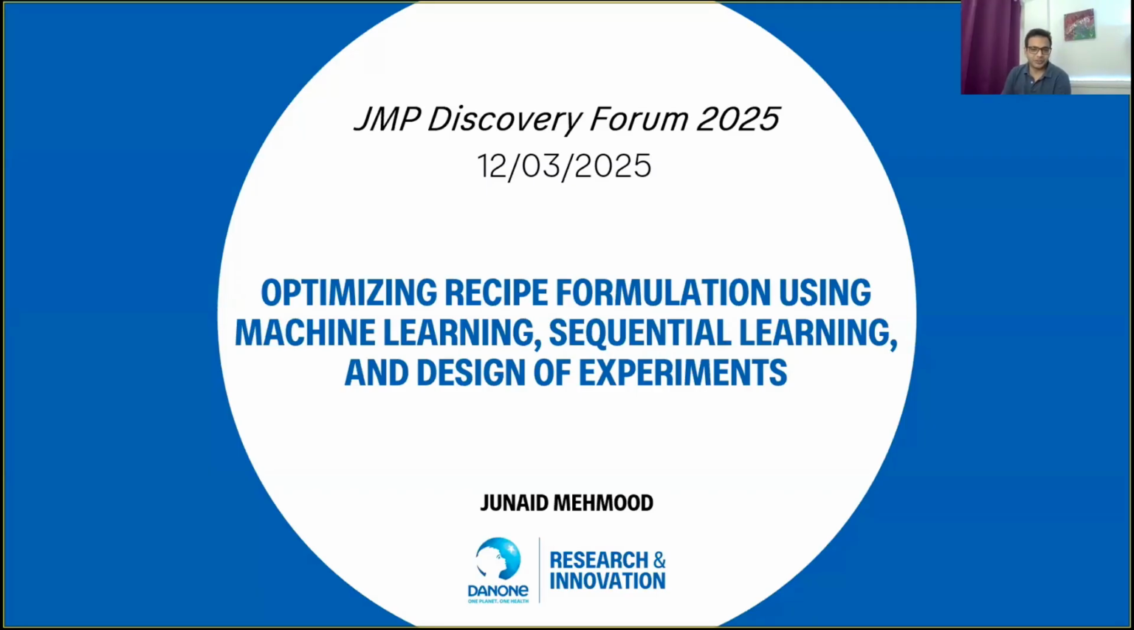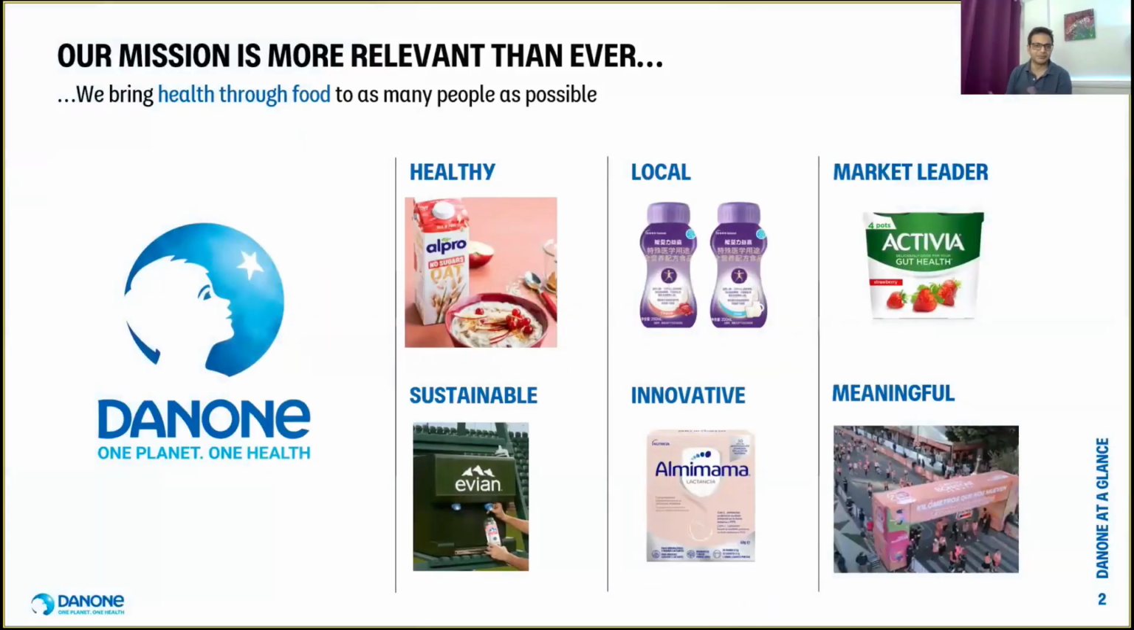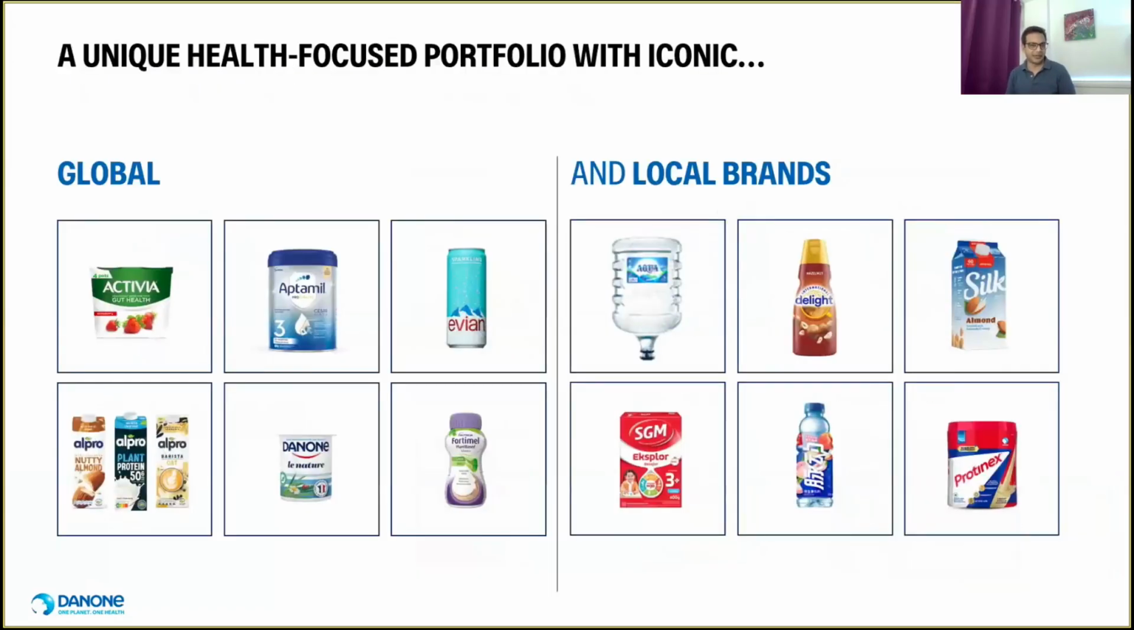So before we actually go to discuss the topic, I would like to discuss a little bit about Danone. Our mission is to bring health through food to as many people as possible, and through our diverse portfolio, which focuses on being healthy, we source from local markets, being sustainable, and being innovative. You may be familiar with most of our global brands, Activia, Aptamil, Evian, or Alpro, but we have a huge market also consisting of local brands.